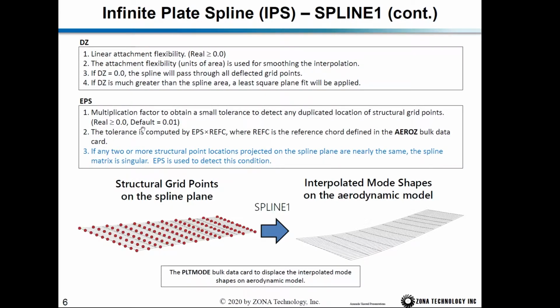EPS is a small number. The default is 0.01, and then EPS times IFC defines a small tolerance. IFC is the reference chord defined in the AEROZ card, and so the program will use this small tolerance to detect if any two or more structural grid point locations projected on the spline plane are within this tolerance, which is a fatal error.